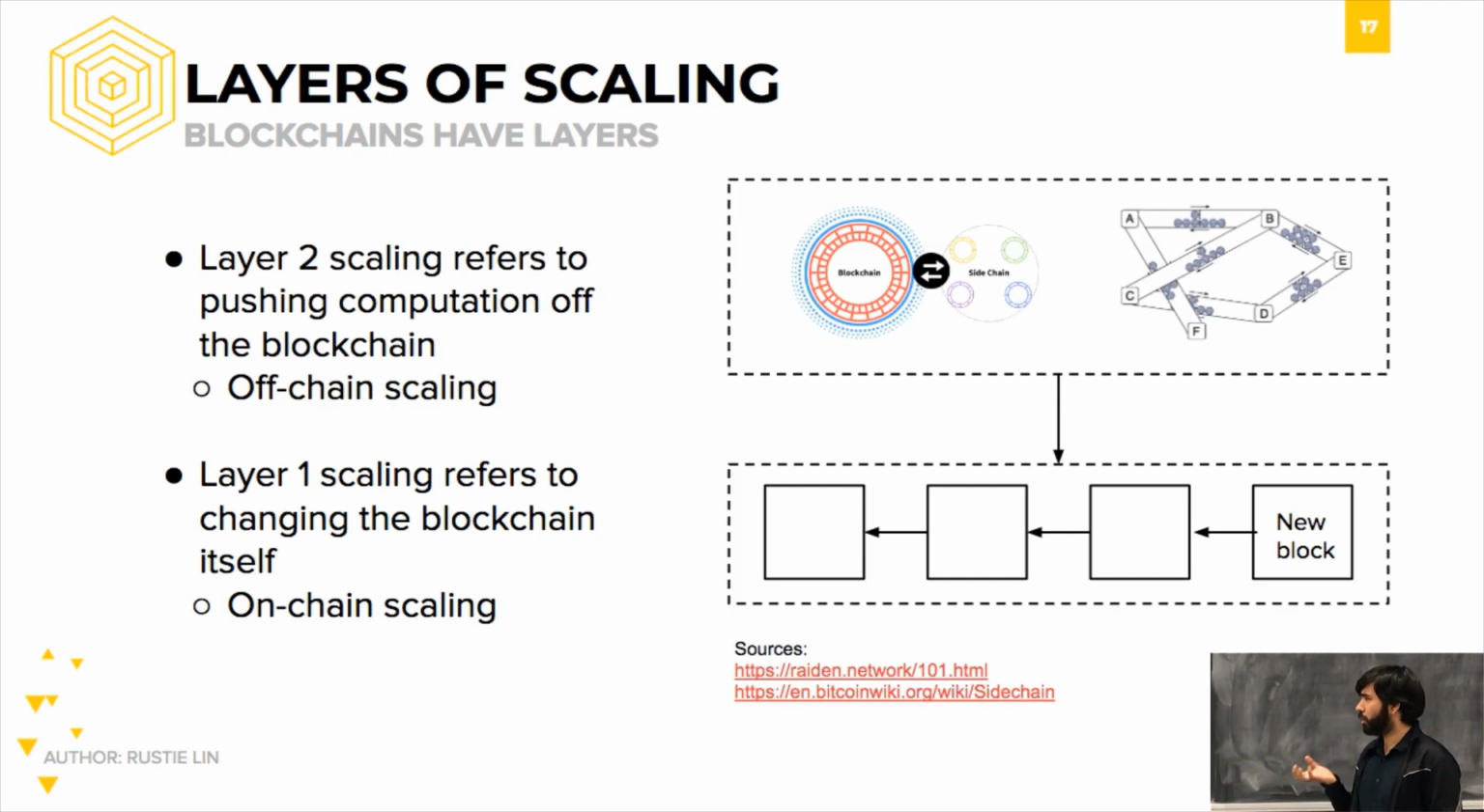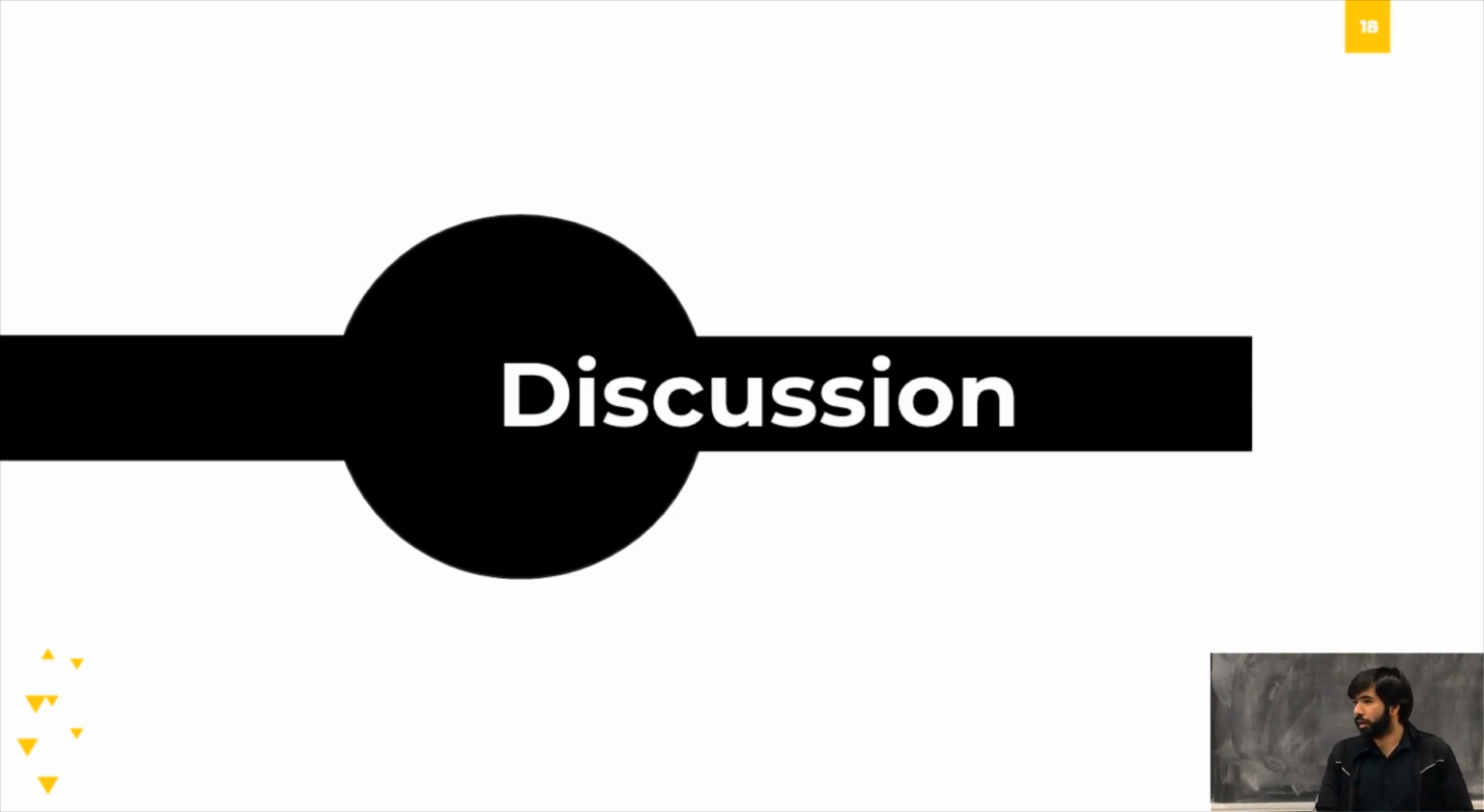Right, so here, the blockchain is considered the base layer, and any changes you make to the protocol are on layer 1, and any connected technologies would be considered layer 2. All right, so are there any questions so far? That was a pretty quick overview of what scalability is and the different categories of scalability.